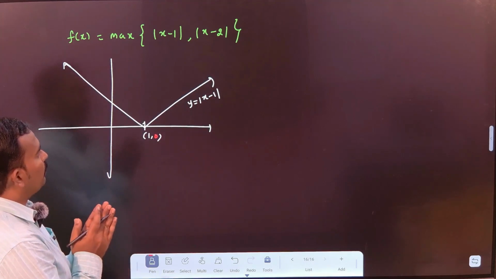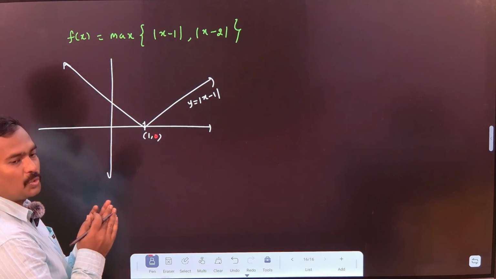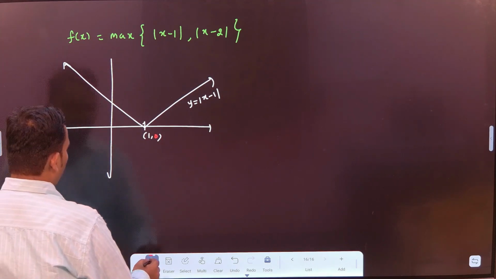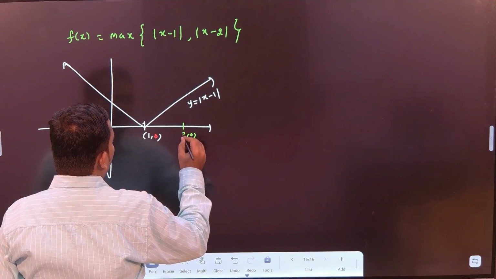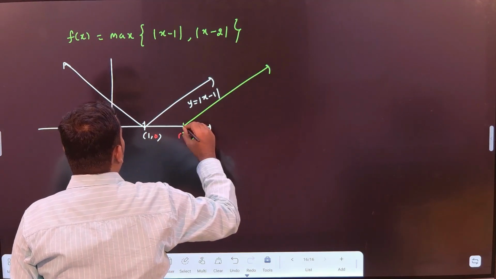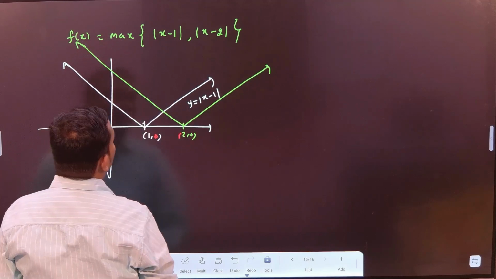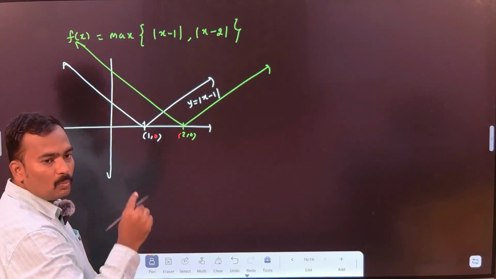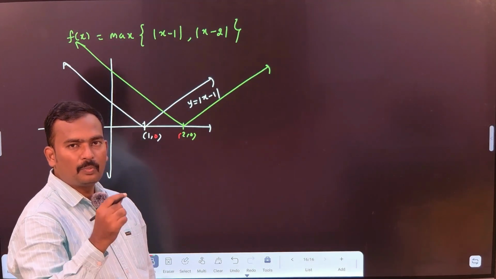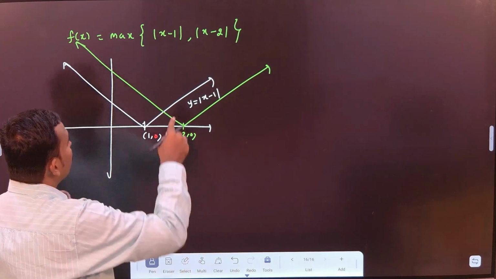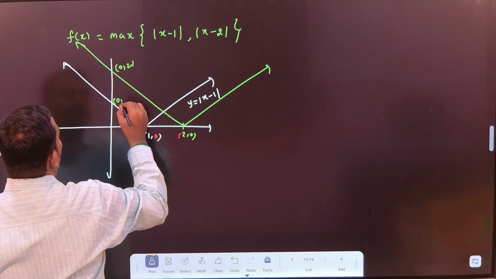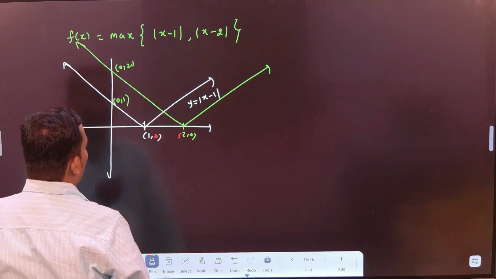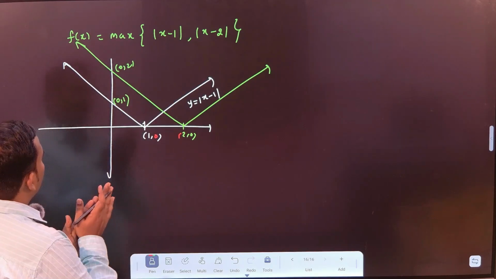Mod x minus 2 means what? You have to shift 2 units right. So let's take this is 2 comma 0. This is the graph, 2 units. So if you consider y is equal to mod x minus 2, put x is 0. X is 0 means mod 2, that is 0 comma 2. Here is 0 comma 1, right? Okay, these two graphs are there.